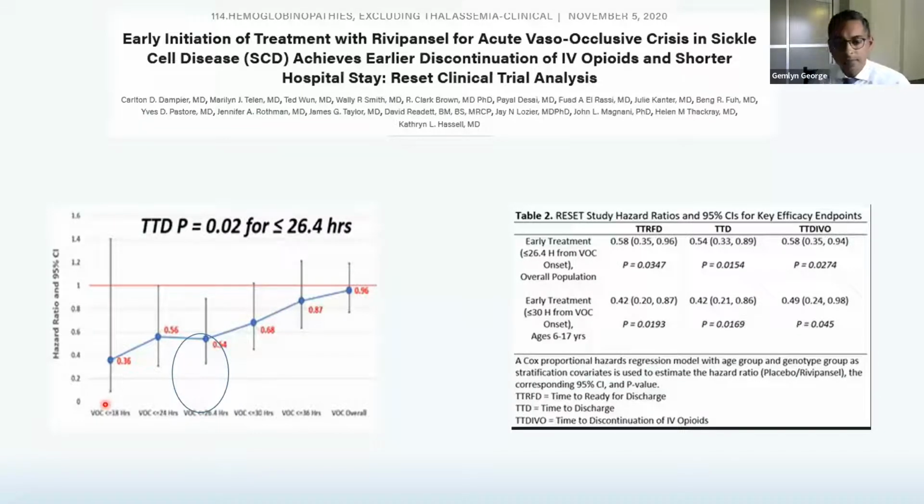And as you know, patients with sickle cell disease do tend to hold off on coming to the hospital. There's this whole mentality of trying to battle it out and see if they can ride it out with oral pain meds. And this study showed that if you were able to give rivipansel early on, that would make a difference in reducing the amount of opioids that they needed.